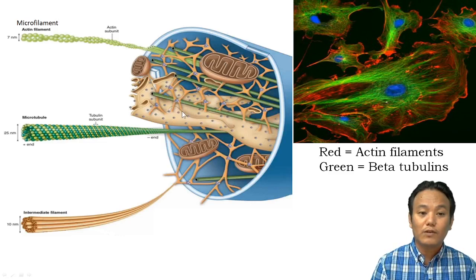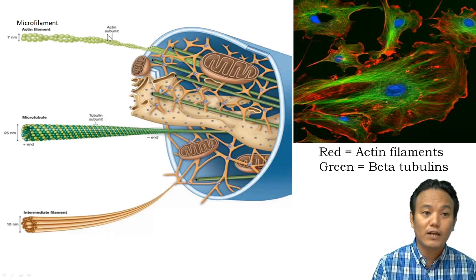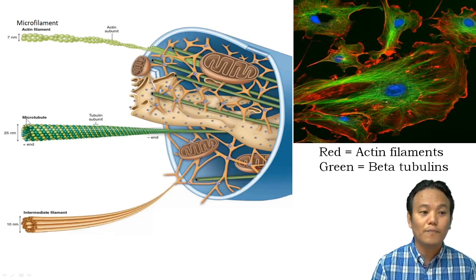Cytoskeleton in eukaryotic cells: the cytoskeletal filaments are of three types. Microfilaments, which are made up of actin filaments. Then we have microtubules, which are made up of tubulin subunits, the tubulin protein. And then there are intermediate filaments.